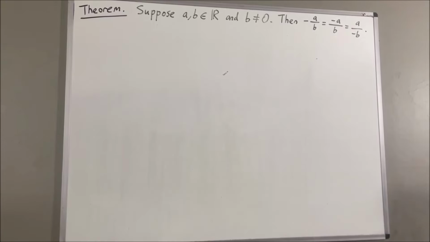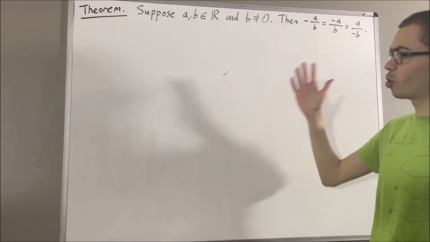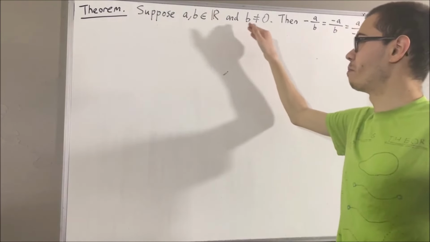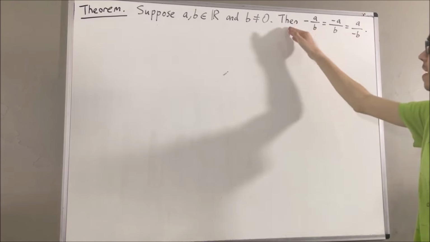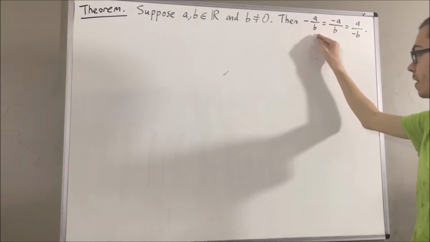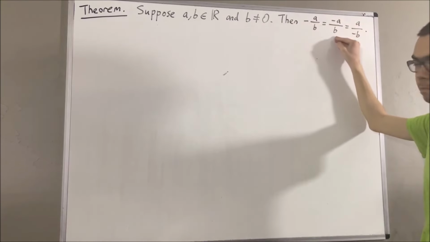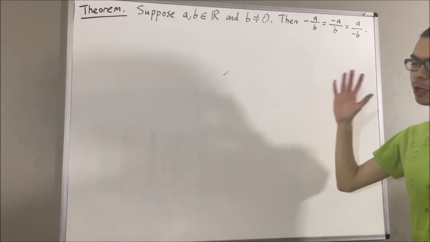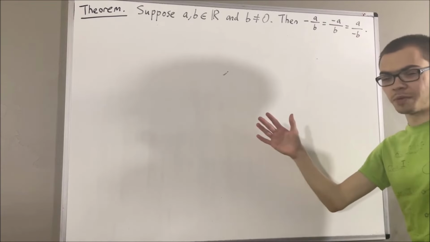Hello! In this video, we are going to prove the following theorem. Suppose a and b are real numbers where b is non-zero. Then the negative of a over b is equal to negative a over b, which is equal to a over negative b.